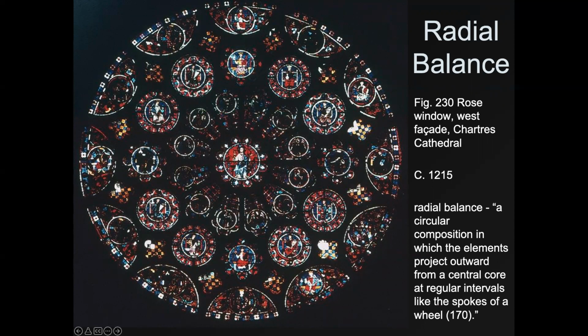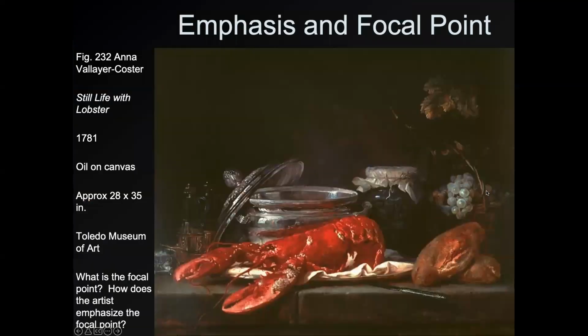A circular composition in which the elements project outward from a central core at regular intervals like spokes on a wheel. So you can imagine using this as a wheel would be a pretty fancy one, and rolling down the street with that, and it would be stable. So again, kind of making a connection between visual balance and something that if it was made out of real stuff, would also be balanced.